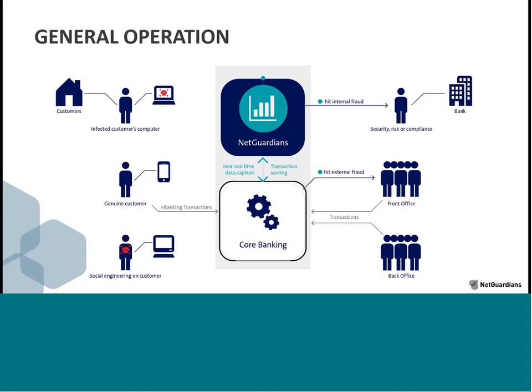If the score is higher than the trigger, then we will either alert the security team, the risk compliance, that there's a probable hit. You can also alert the front office. This is a customer service who are in direct contact with the customer. And the back office can actually either freeze that transaction or suspend it, awaiting further verification.